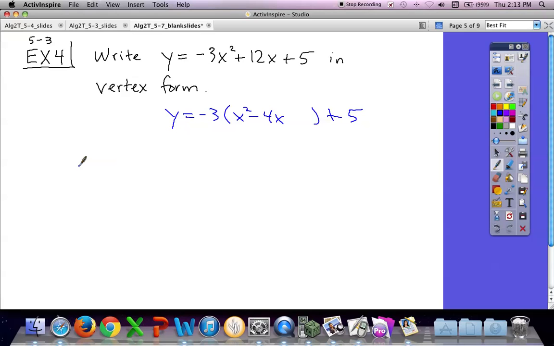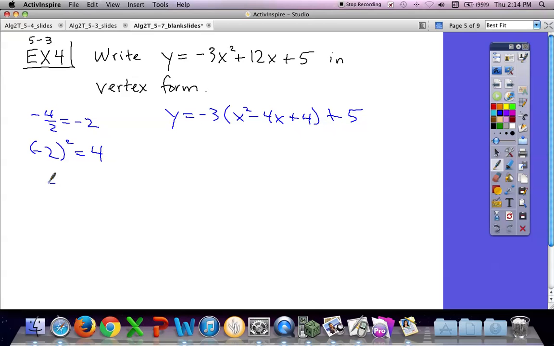Okay, now, what will be the third number in the parentheses? Half of -4 is -2. -2 squared is 4, so you add 4.